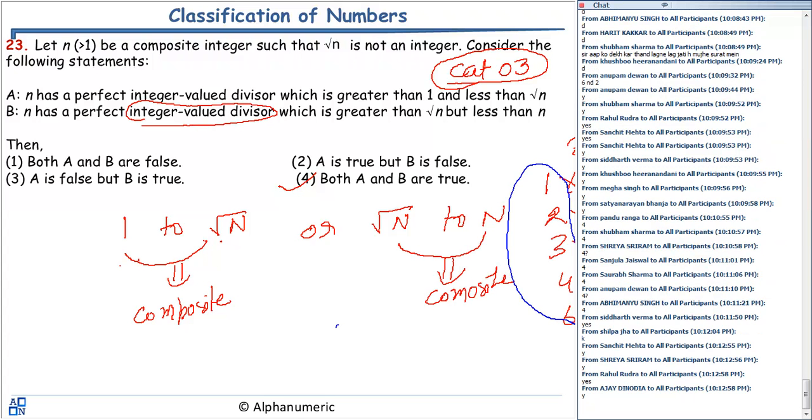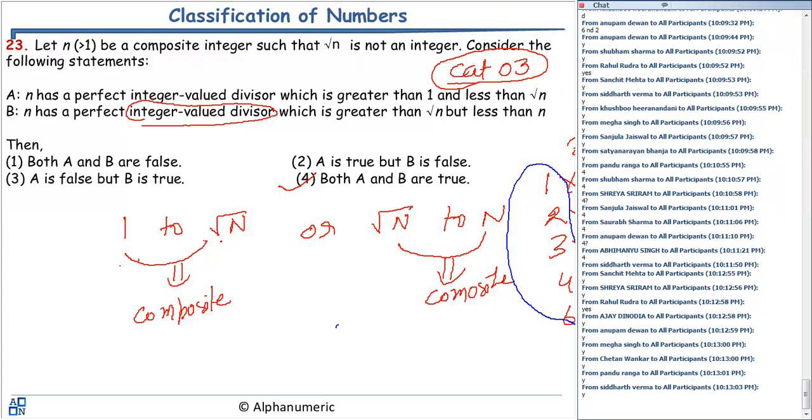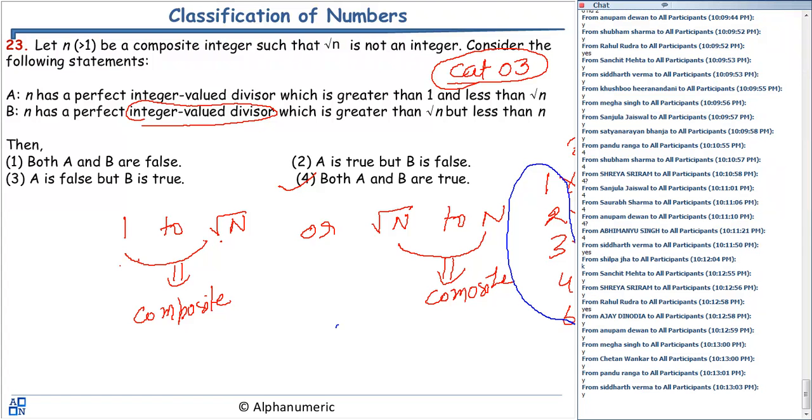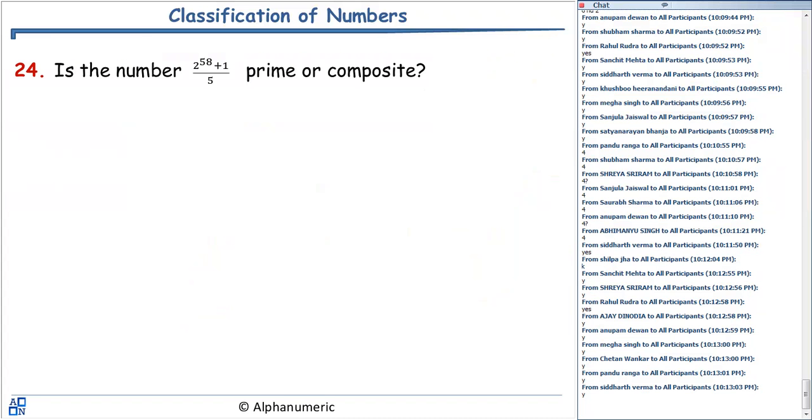Okay. So you can see the level of CAT. CAT में काफी questions आते हैं इस classification पे. These are very very small things, but CAT वाले काफी questions पूछते हैं. Now solve this question. Is the number 2 raised to power 58 plus 1 by 5 a prime number or a composite number? The number 2 raised to power 58 plus 1 by 5, is it a prime or a composite number?